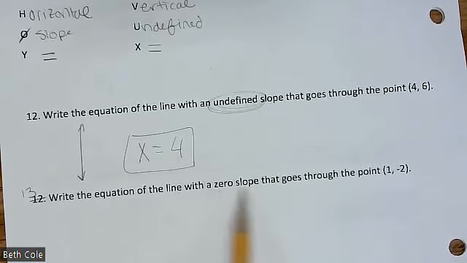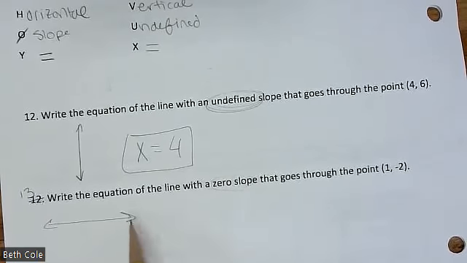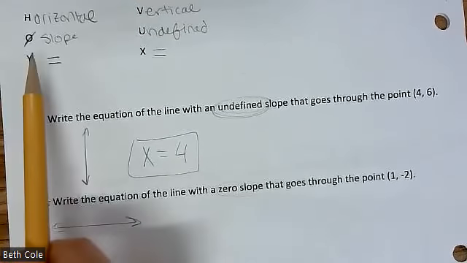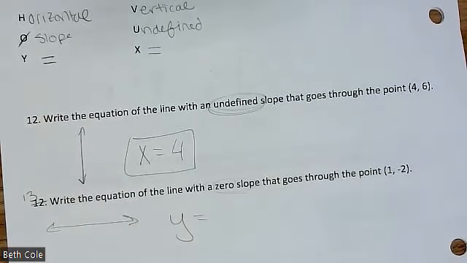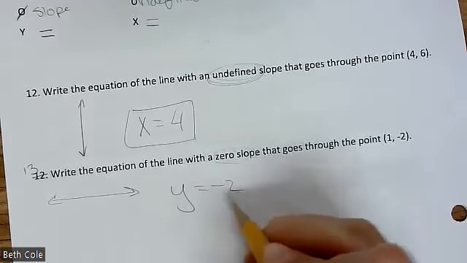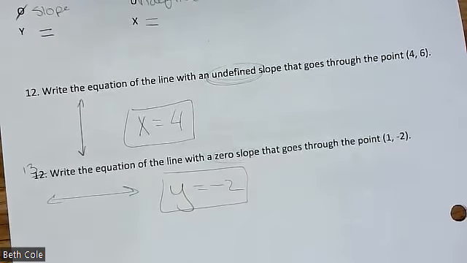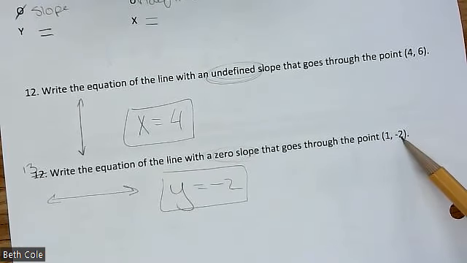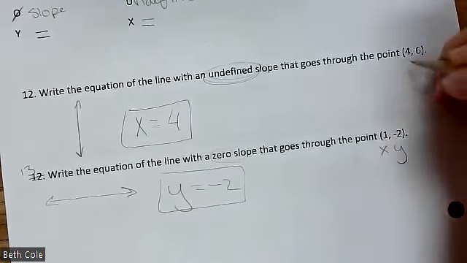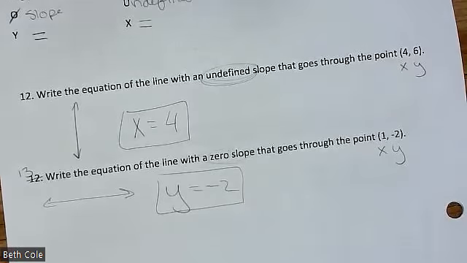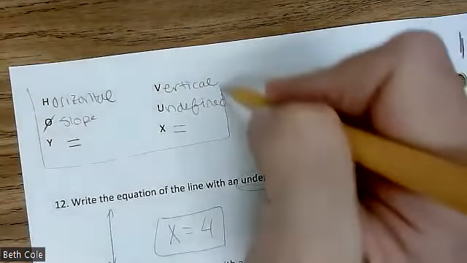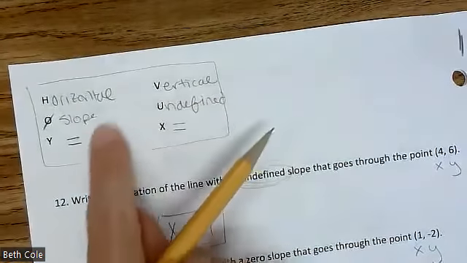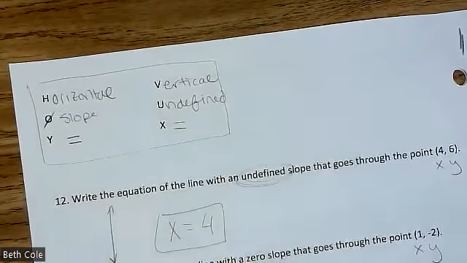Write an equation with zero slope. That would be this way. So since it's horizontal, it's going to be y equals something. Y equals negative 2. Where'd you get that from? Yes, exactly. This is x, this is y. But again, it's easy to get them backwards. So just make sure you know this acronym so that you don't get them backwards. If it's horizontal, it's y equals. If it's vertical, it's x equals.